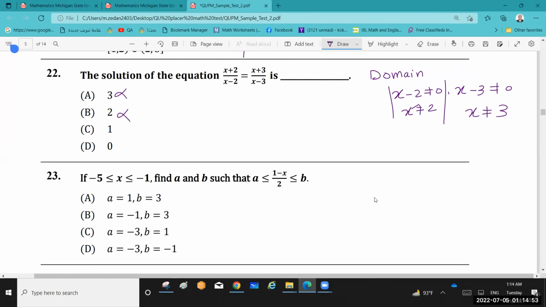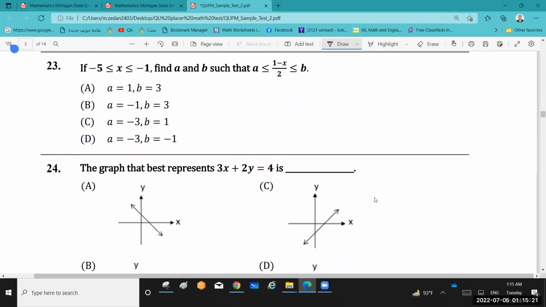You can substitute. If you put 1, I think 1 plus 2 is 3, over 1 minus 2 is negative 1. Is it equal to 1 plus 3 is 4 over 1 minus 3 is negative 2? Yeah, it is a wrong sentence, not equal. So the only solution is 0. You will get 2 over negative 2 is equal to 3 over negative 3, and the equation is correct only when x is 0. Okay.